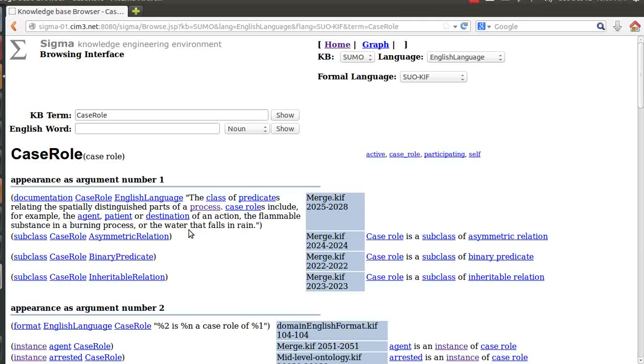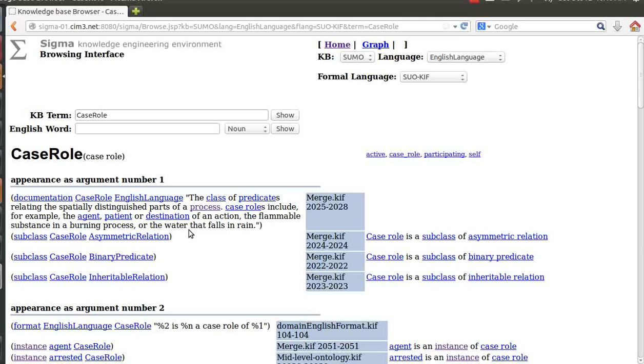So here it says the class of predicates relating the spatially distinguished parts of a process. If you think of an action happening in the real world, there's somebody doing the action, maybe he's doing the action to something else, the direct object in a sentence, maybe he's using an instrument or a tool. These are these spatially distinguished parts of a process that are all part of an action going on.